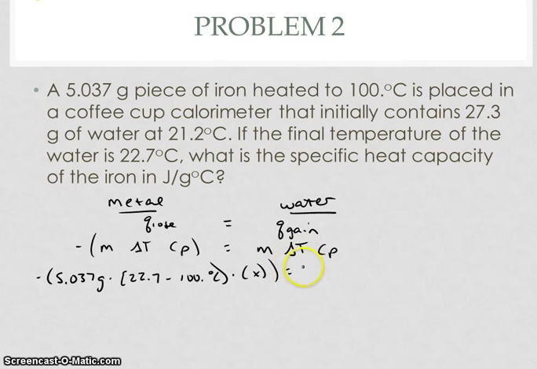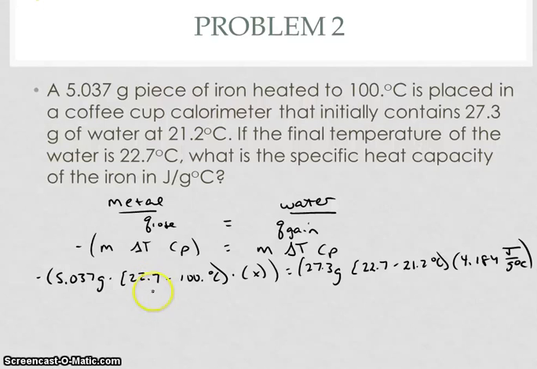And then we'll plug in all the information about our water. So the mass of the water is 27.3 grams. We'll do final minus initial, so 22.7 minus 21.2. And then we'll multiply that by the specific heat for water, which is 4.184 joules per gram degree Celsius. And that's a number that we just need to know. You're going to use it often enough that you'll just remember it.